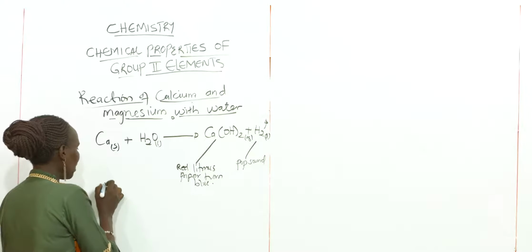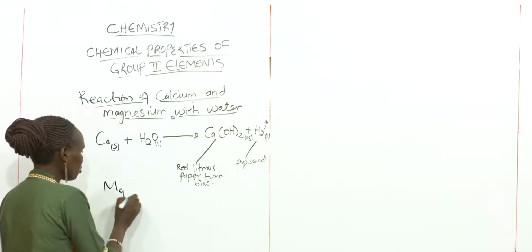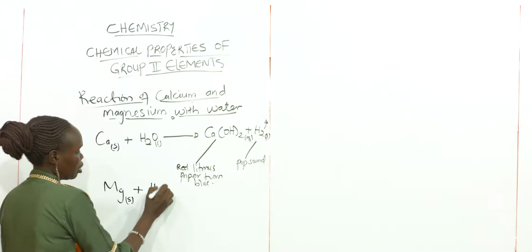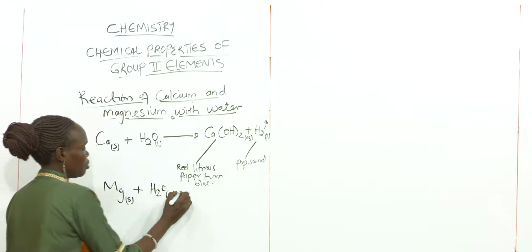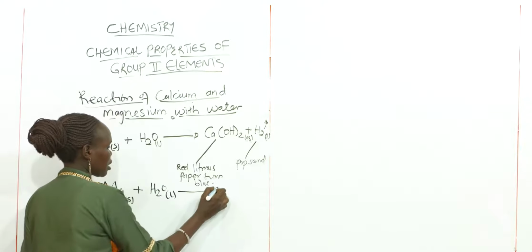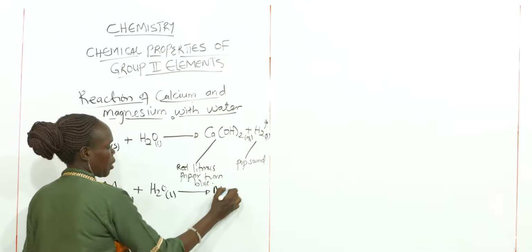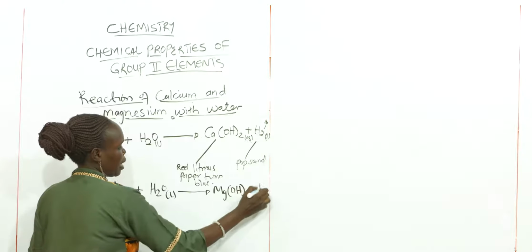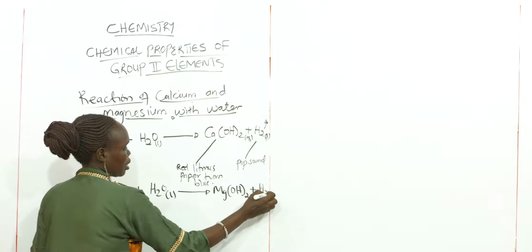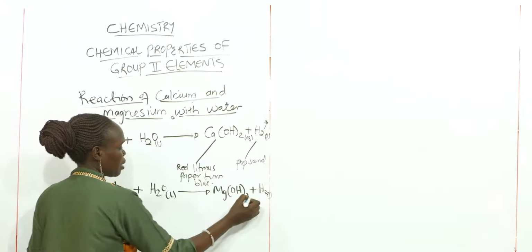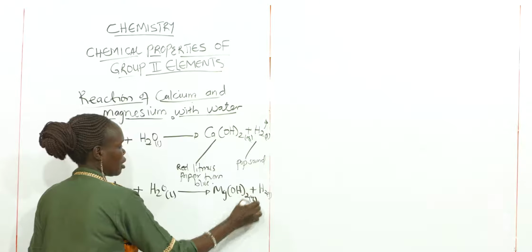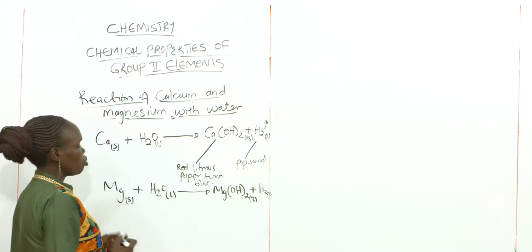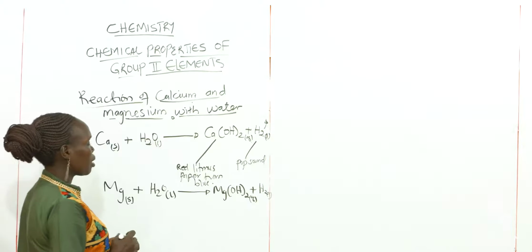So we shall have magnesium, which is a solid, plus water, which is represented by a liquid, and it will give us magnesium hydroxide. So magnesium hydroxide plus hydrogen gas. So here this is represented by a gas, here by an aqueous solution. So water is liquid and magnesium is a solid metal.